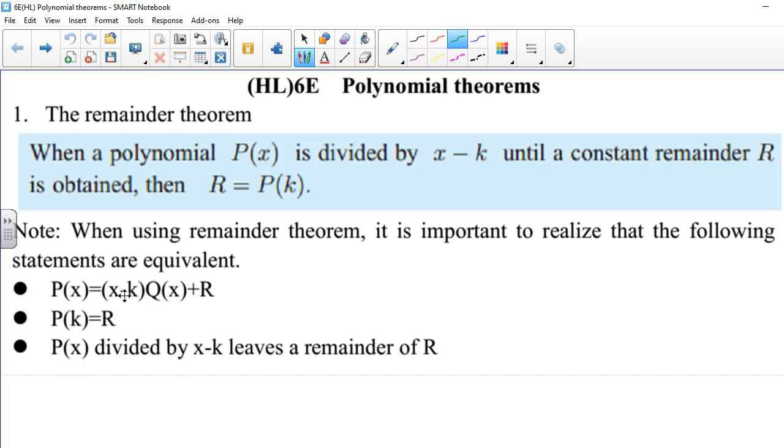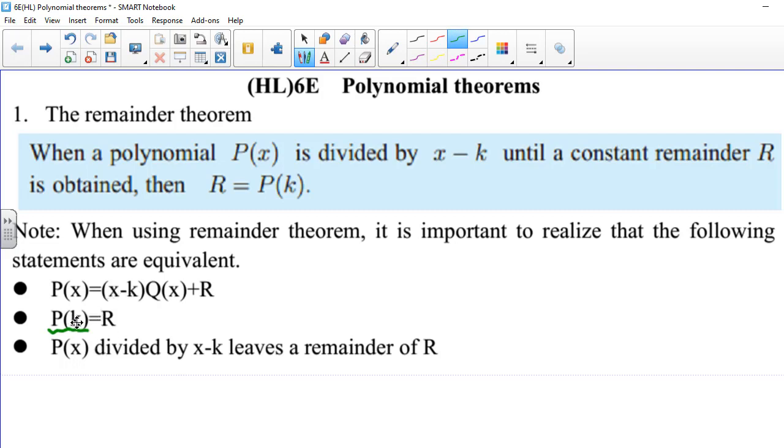So you can go back to look at the examples we did in 6C. So the remainder, this is called the division statement. The division statement is any polynomial equals the divisor times the quotient plus the remainder. When I have the 0 of the divisor, I replace this x with the 0 of the divisor. I can have p of k.